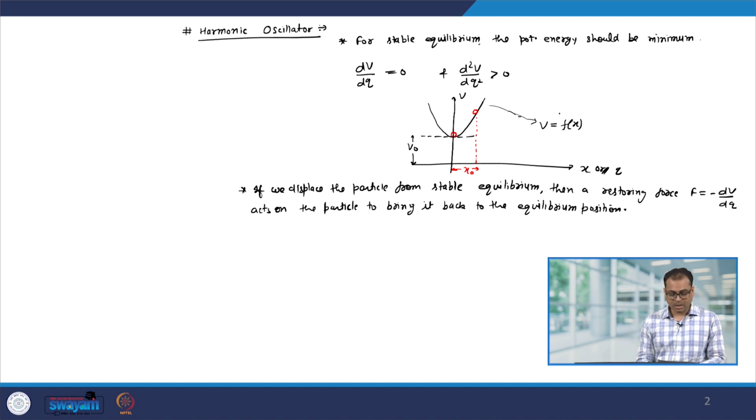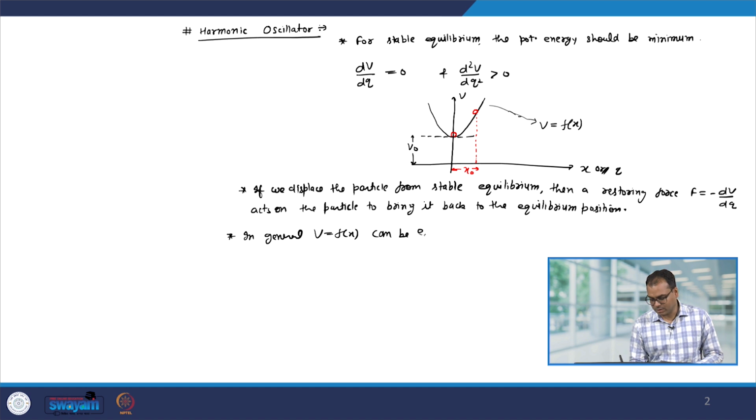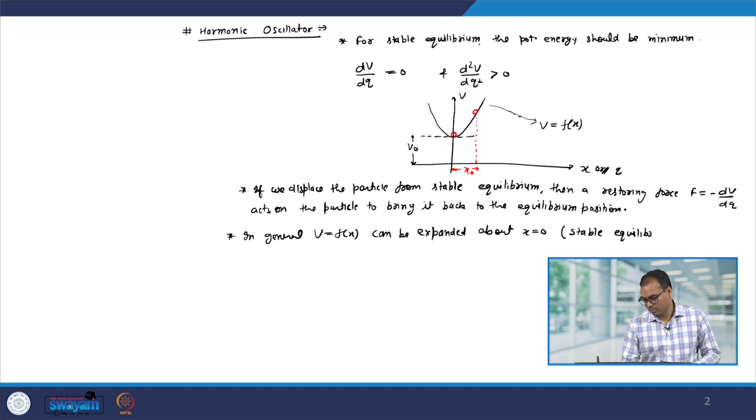Now, this V, as I said, this is a function of x because V is varying as a function of x. Now, this function of x I can expand using the Taylor expansion about let us say x equal to 0. Okay. So, in general this V, which is equal to f(x), can be expanded about x equal to 0. This is the position wherein we have a stable equilibrium using the Taylor expansion.